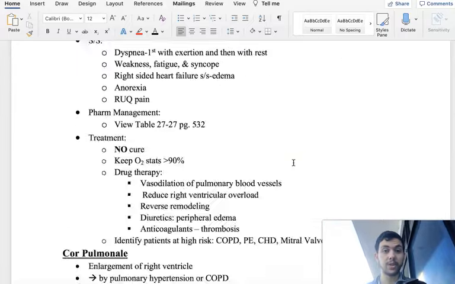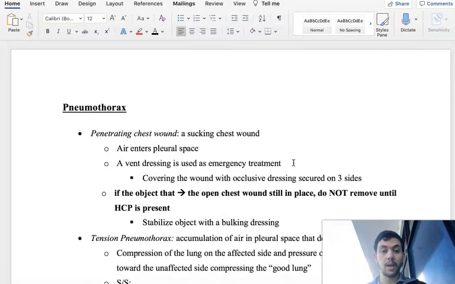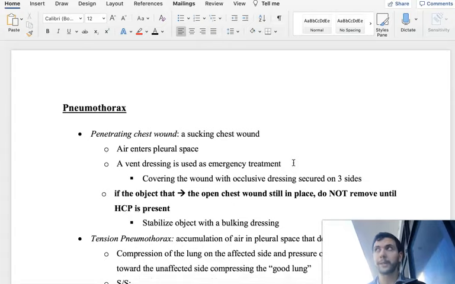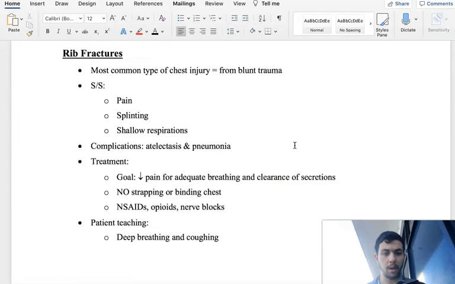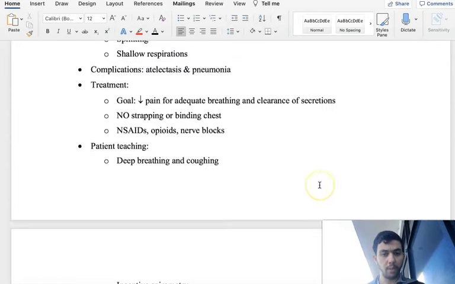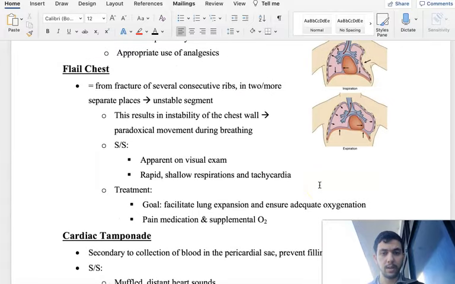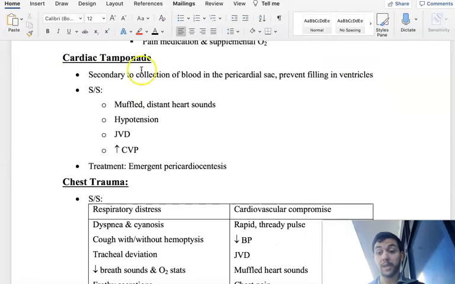If you have any questions in regards to respiratory, just let me know. I can tell you what's important right now. The rib fracture is important. You want to make sure what you do with it, what you give. The cardiac tamponade is really important, I mentioned it earlier.